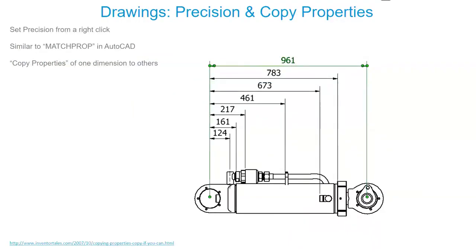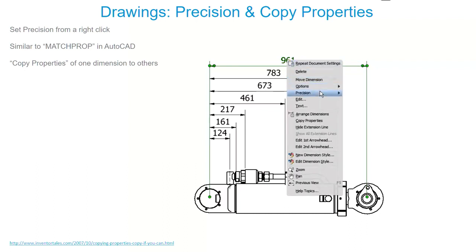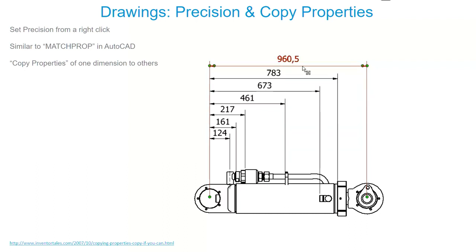Right, something else that's pretty cool is that there's two tips in here. One is around precision and the other one is around copy properties. The copy properties tip comes from my friend John Londeros. He writes a blog called Inventor Tales, or at least sort of used to. But one of the nice things is you can right-click on a dimension and you can edit its precision right from here without double-clicking on it.